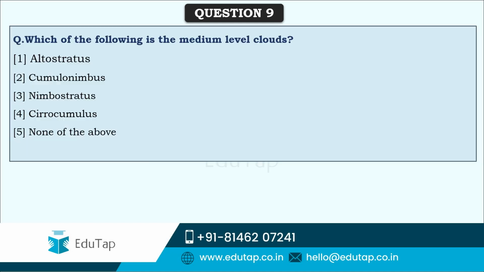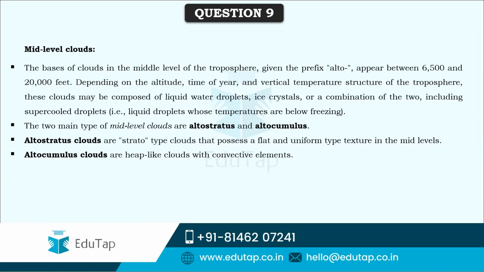So friends, next comes the question: which of the following are the medium level clouds? These are the clouds that are at a medium height, and they appear between 6,500 to 20,000 feet. Now, depending on the altitude, the time of year, and the vertical temperature structure of the troposphere, these are generally composed of either liquid water droplets, ice crystals, or a combination of these two. And the two main types of mid-level clouds are altostratus and altocumulus.